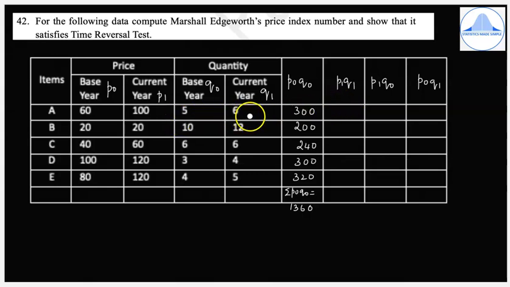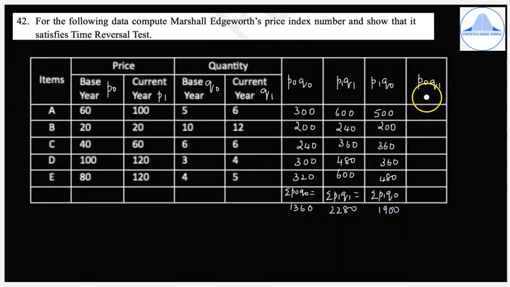Q1, which is 100 into 6 is 600. Next we have 240, 360, 480, 600. So we get summation P1 Q1 as 2280. Next find out P1 Q0. So in this case it is 100 into 5, 500. Next we have 200, 360, again 360, 480. So summation P1 Q0 is 1900.